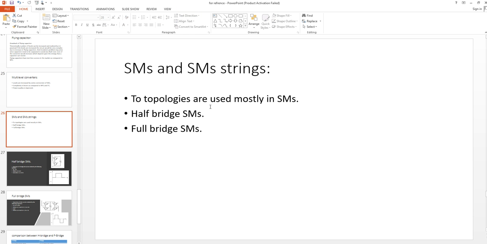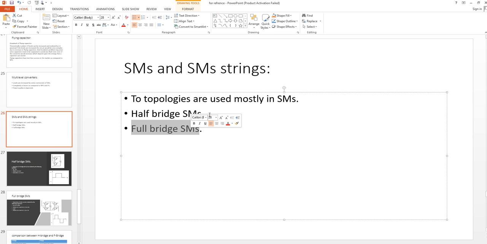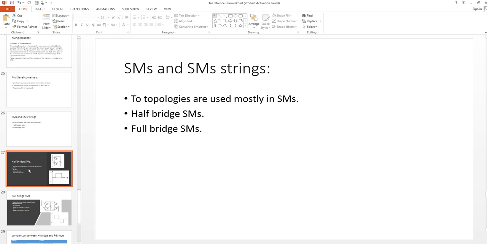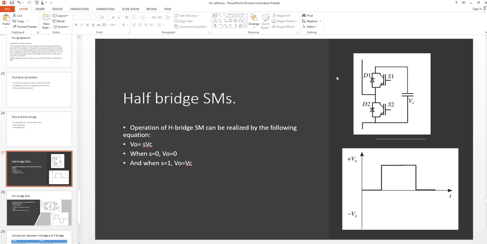Okay, so the submodule can be a half bridge submodule and it can be a full bridge submodule. We will discuss both of the topologies individually, what is a half bridge submodule and what is a full bridge submodule. Okay, so this is a typical half bridge submodule. It consists of two switches with two anti-parallel diodes and a capacitor connected in parallel across them.